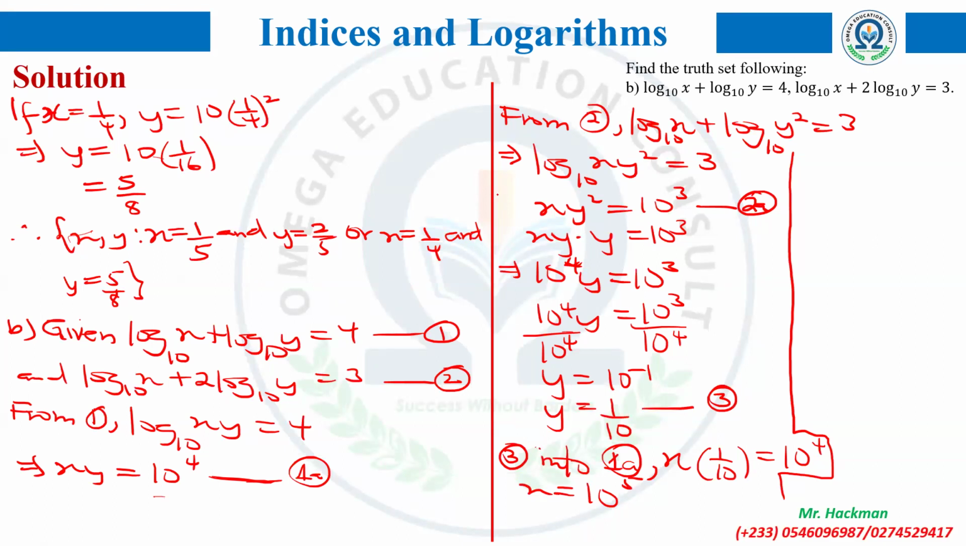Now you are asked to find the truth set. So you go and draw your conclusion. Therefore, the set of x, y such that x is equal to 10 to the power 5 and y is equal to 1 over 10. You close your curly brackets. Is that clear? Hello? Are we fine? Hello, are we fine? Yes, please.